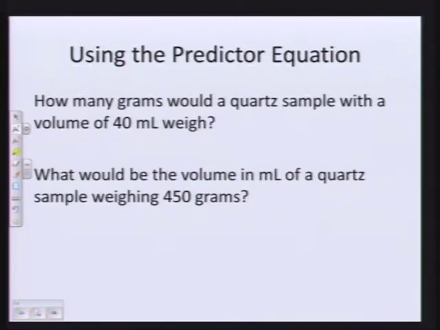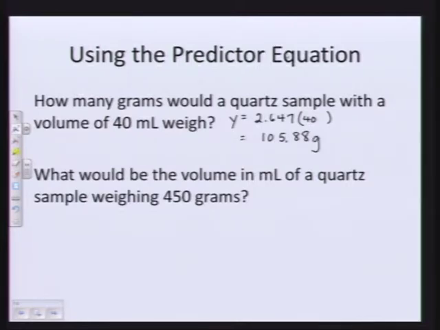to answer some questions. I could have a question like, what would be the weight of a quartz sample that has a volume of 40 milliliters? So I would be looking for the weight, which is y, and that would be equal to 2.647 times the volume, which is 40 milliliters, and multiplying that out would give me 105.88 grams.